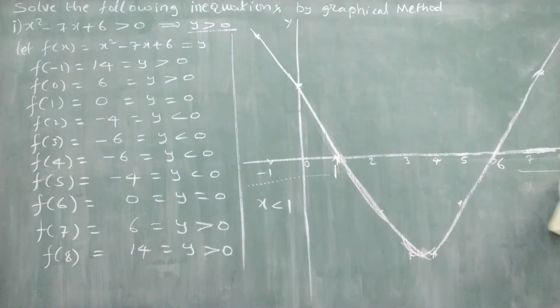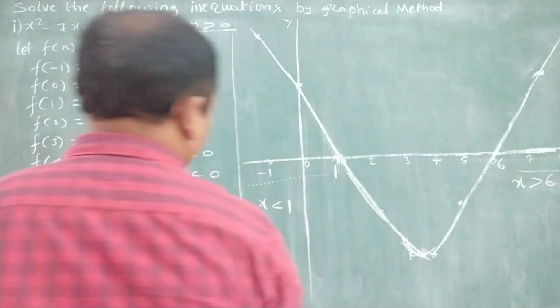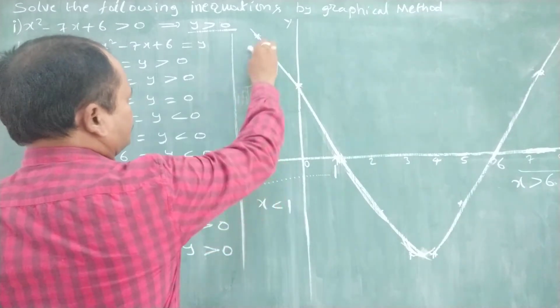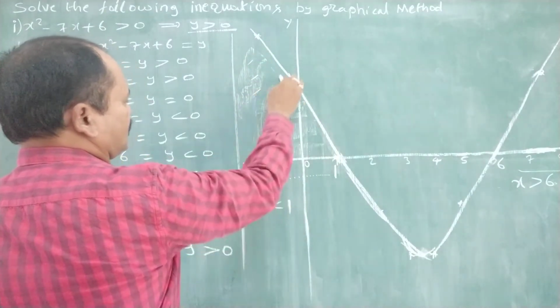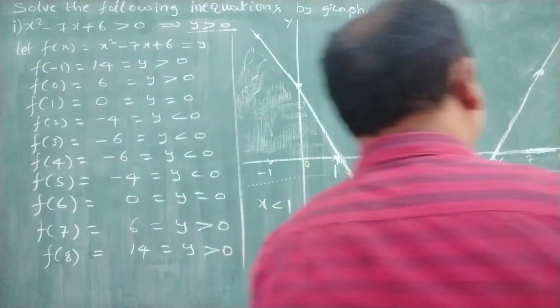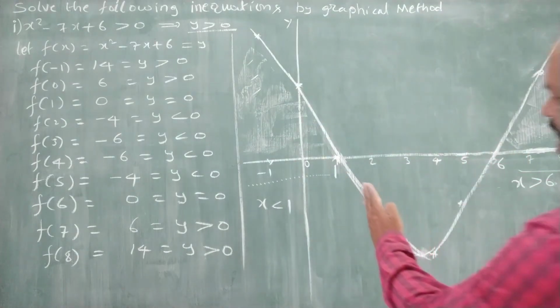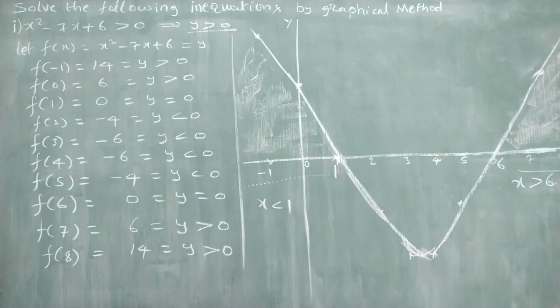At x greater than 6 it is positive. At x less than 1 it is positive. That means this part is positive area, this part is positive area, and this part is positive area. That's why the solution set for x satisfying the inequation is below 1 and above 6.